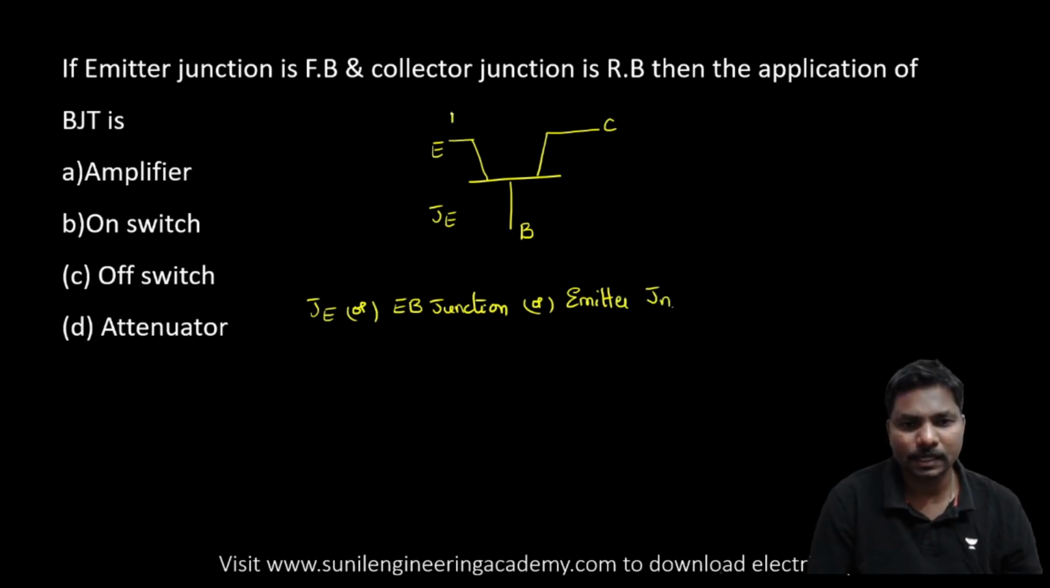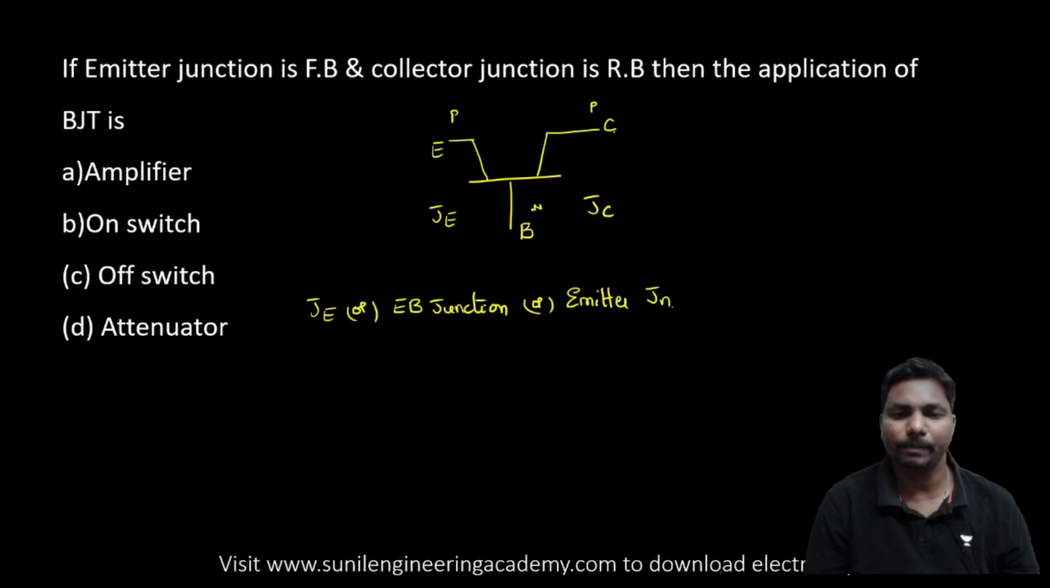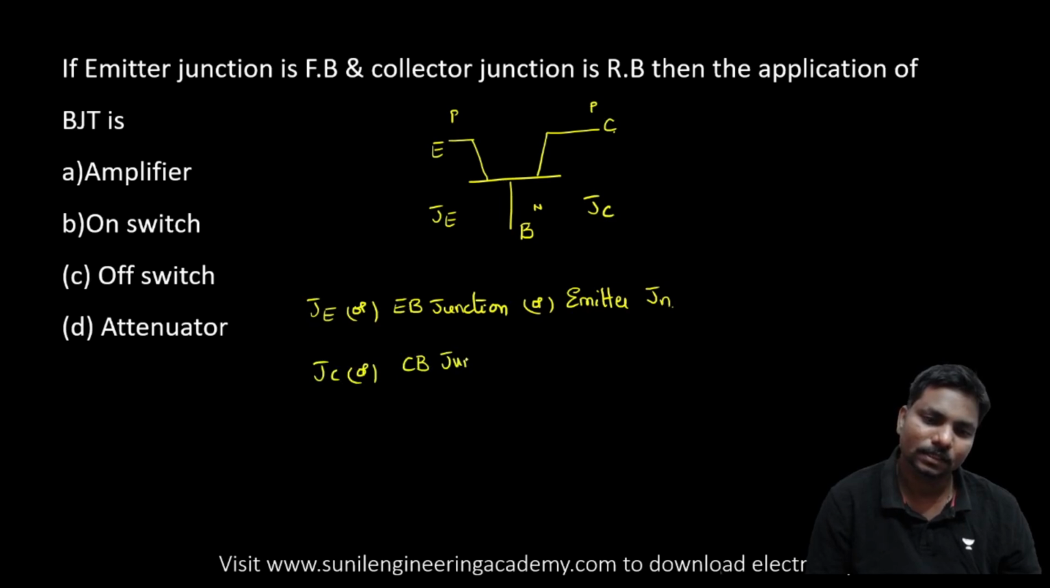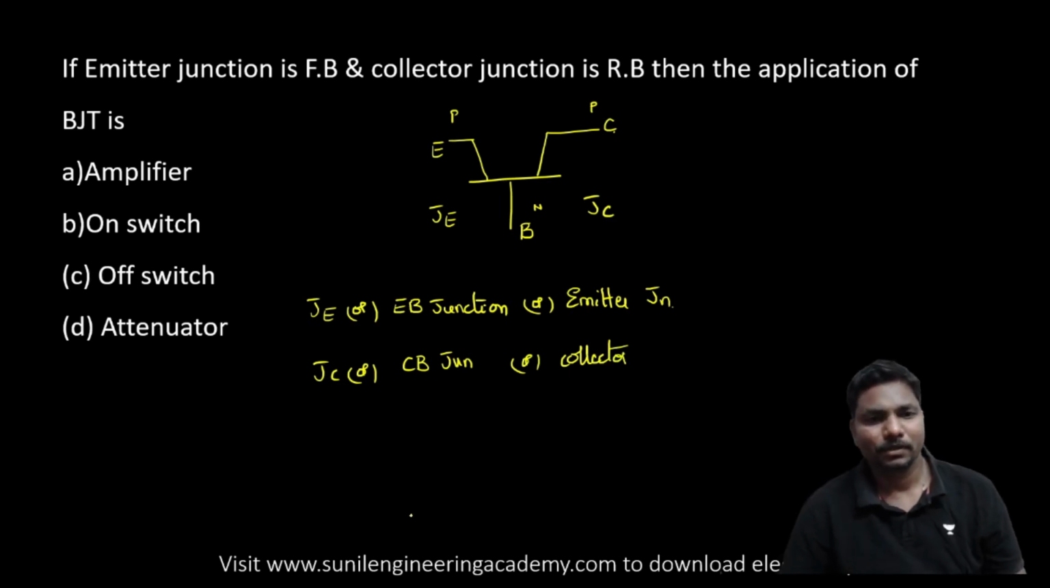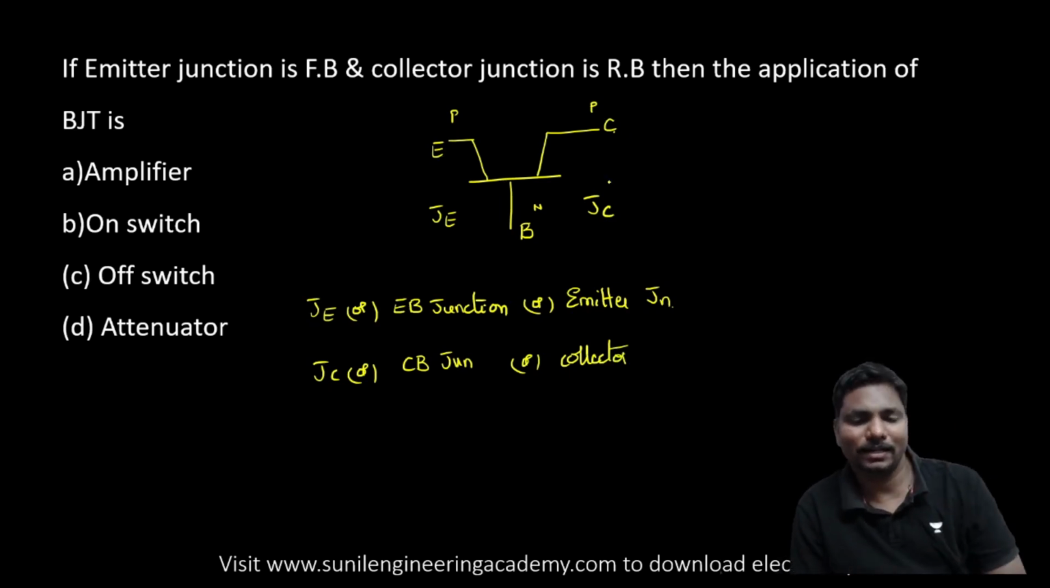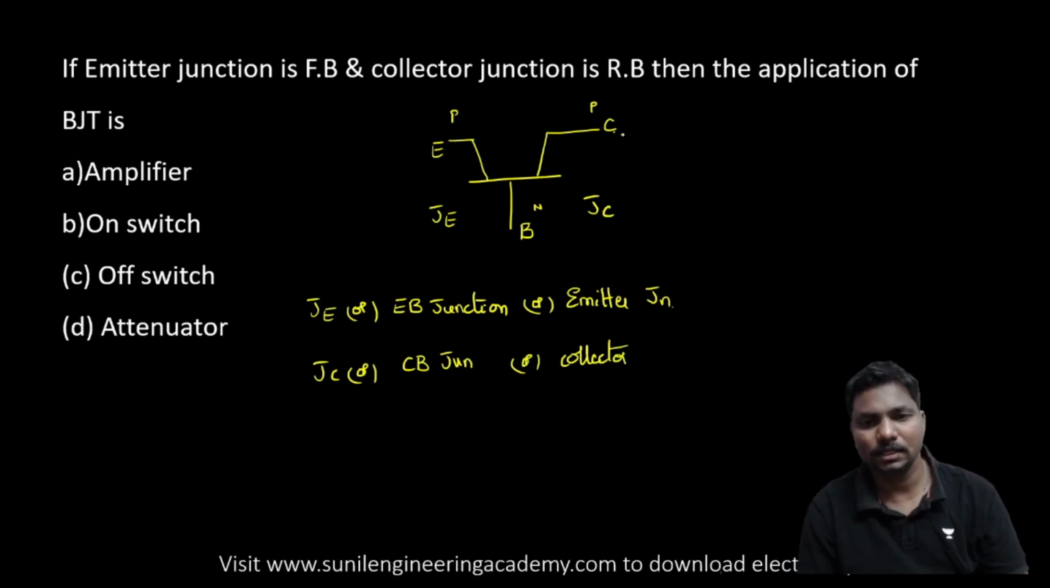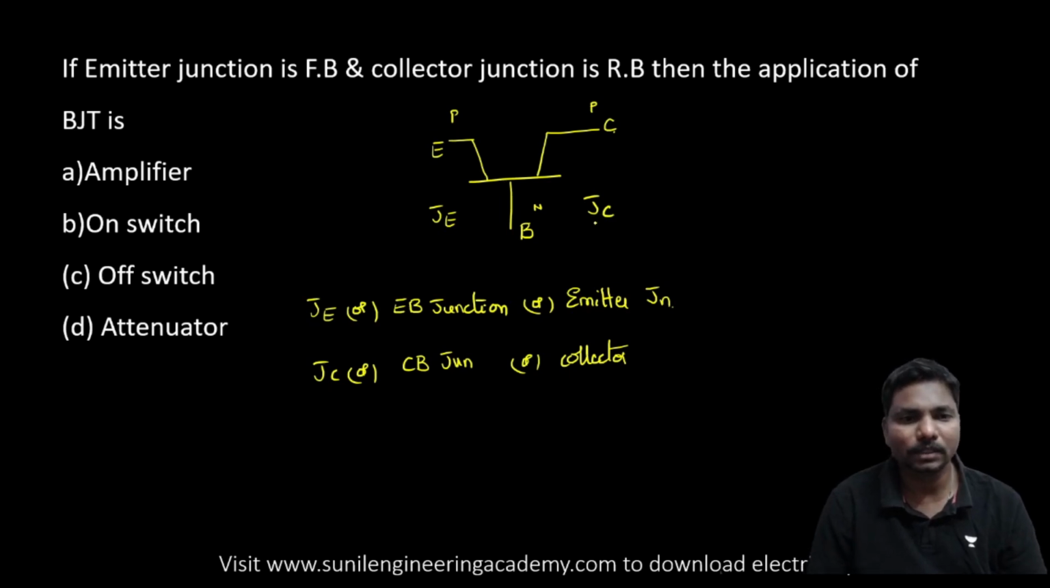If you consider a PNP transistor, P to N, one junction is there. In the same way, this is the JC junction. JC junction means junction between collector and base, that is the CB junction or collector junction. So these are the main terminals, emitter and collector. Emitter JE junction, collector JC junction. Based upon this, it is forward bias and reverse bias. How will it act?